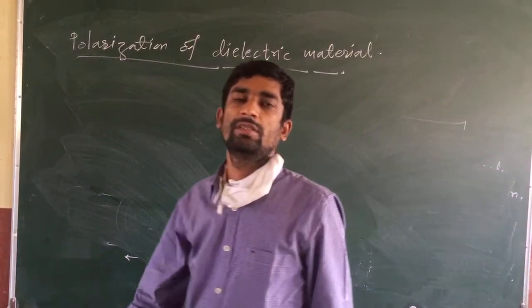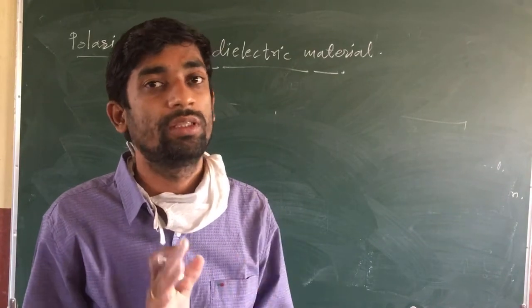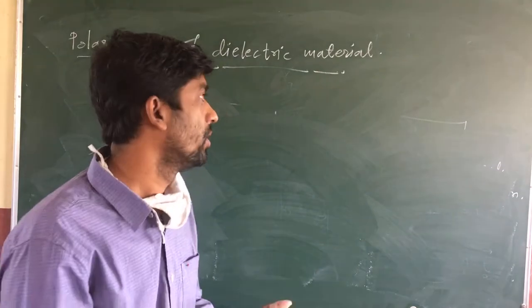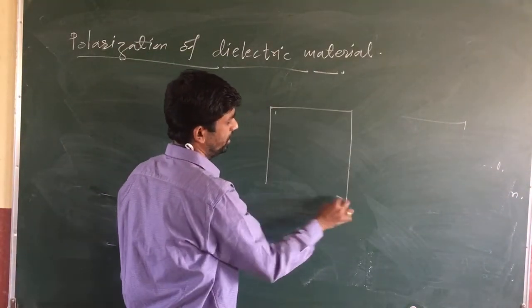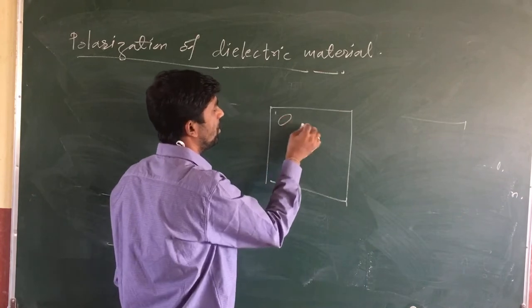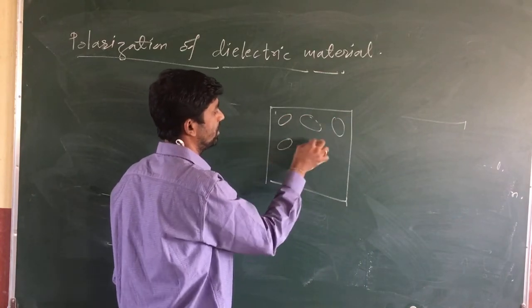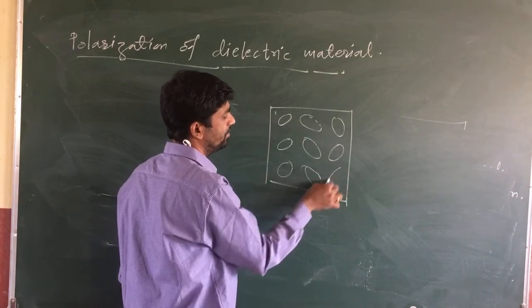Good afternoon, friends. In today's lecture, we are going to see how the polarization actually takes place in a dielectric material. Suppose this is your dielectric material. It consists of a number of dipoles, which are oriented in different directions.